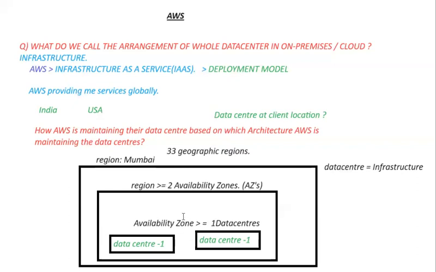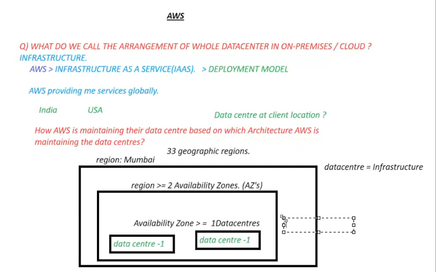Okay. In each availability zone, how many data centers does AWS maintain, sir? At least 1 or else greater than or equal to 1. More than 1. Sir, you drew 2 only, right, sir? Space is there only for 2. There are multiple availability zones as well as multiple data centers present in a single availability zone. The condition they said is a minimum of one data center in a single availability zone, and in a region at least 2 availability zones.